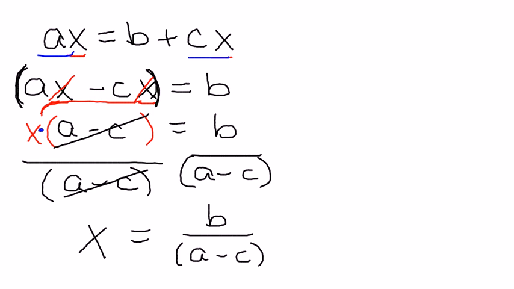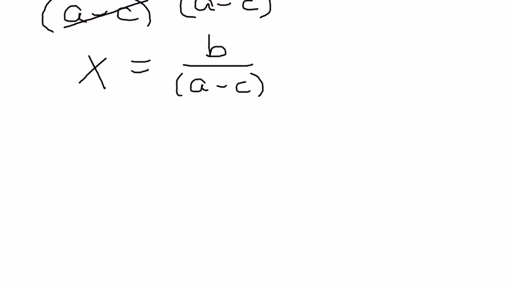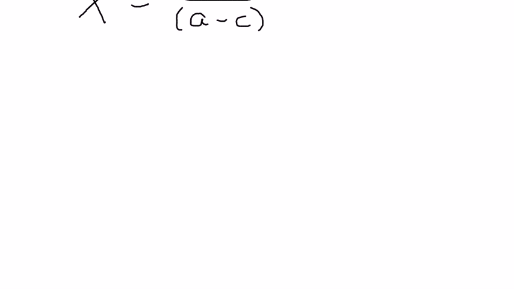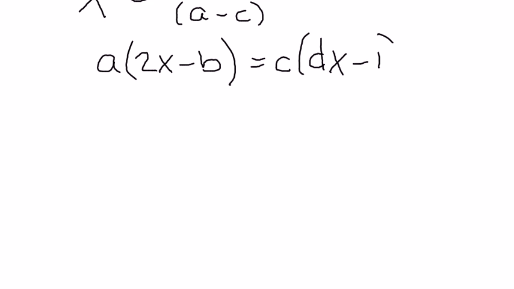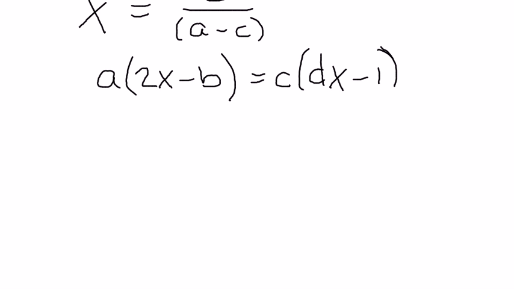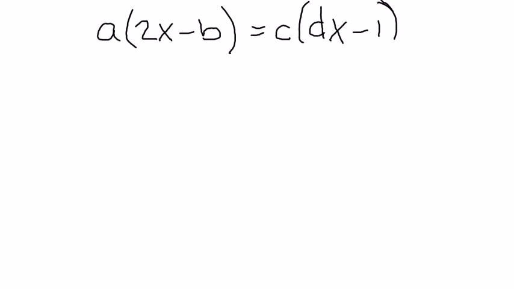Okay, let's take a look at another example. Let's see, how about number 9? So that was number 3. Let's scroll down here, we'll take a look at number 9. Number 9, I've got a times the quantity 2x minus b, and then equals c times the quantity dx minus 1. Now if you look at your handout again from last week, move it up there.